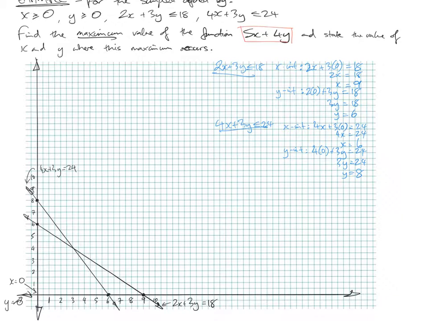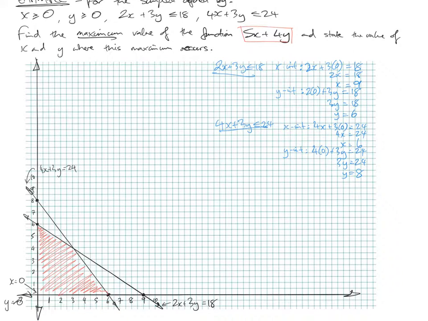And our constraints are x is greater than or equal to 0, y is greater than or equal to 0, and 2x plus 3y is less than 18, and 4x plus 3y is less than 24. So we're going to colour in underneath these lines here. Now just remember that our grid lines are every 2.